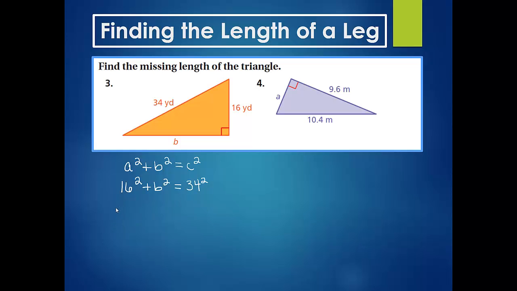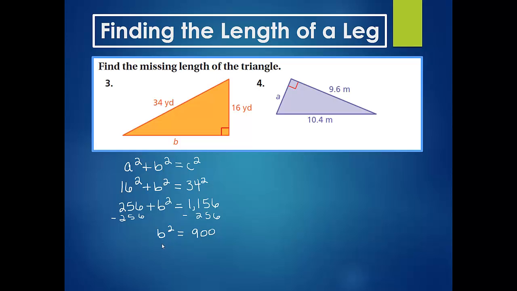16 squared equals 256. And then plus b squared equals 34 squared. And 34 times 34 is 1,156. Now we need to solve for b squared. So we can subtract 256 from each side. And we'll get that b squared equals 900.